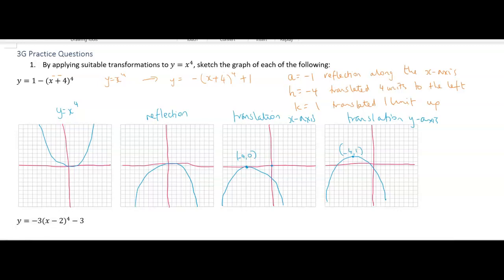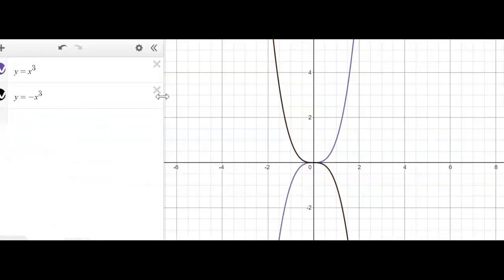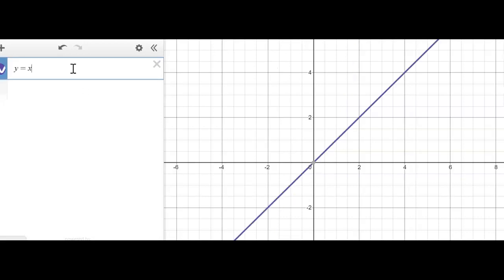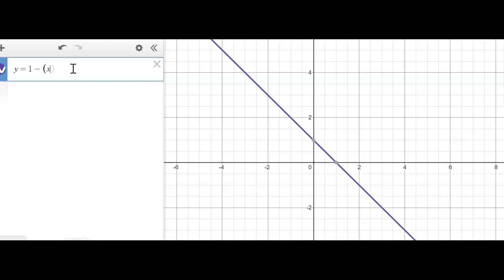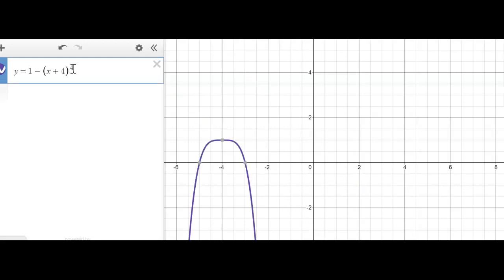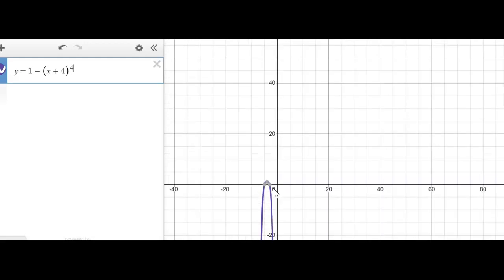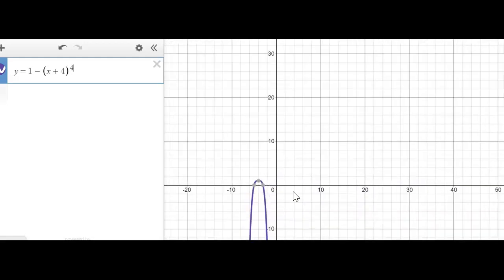Now, when you do your graphing, let's just double check using Desmos. So I'm going to get rid of these ones. So 1 minus x plus 4 to the power of 4. All right, so you can see there's the point negative 4, 1 that I had. I probably had it crossing the y-axis too early, judging by that. But if I was sketching this in a SAC or on an exam, I would actually find out the x-intercepts. I'll show you how to do that in a sec, and your y-intercept.